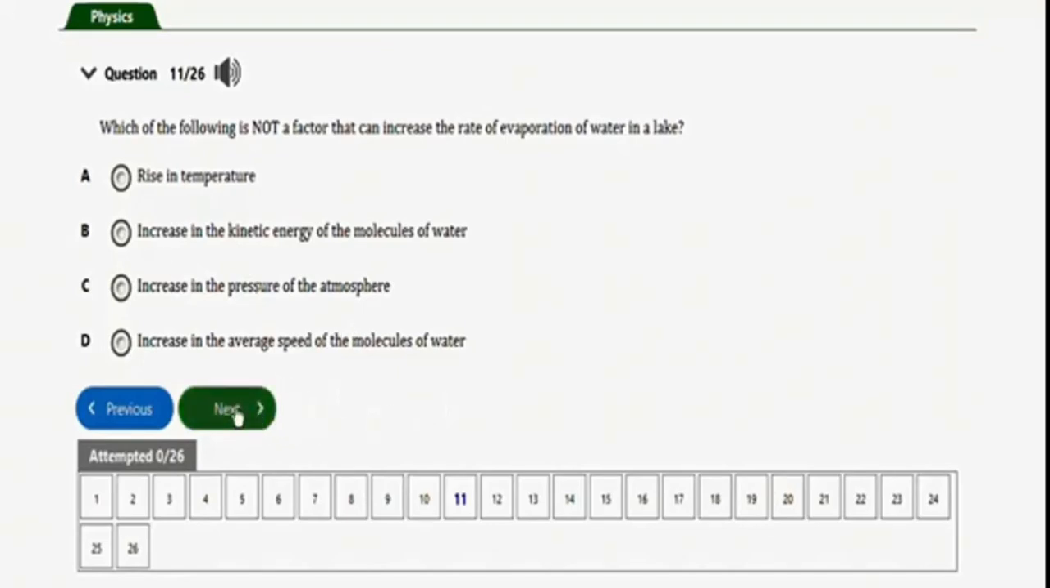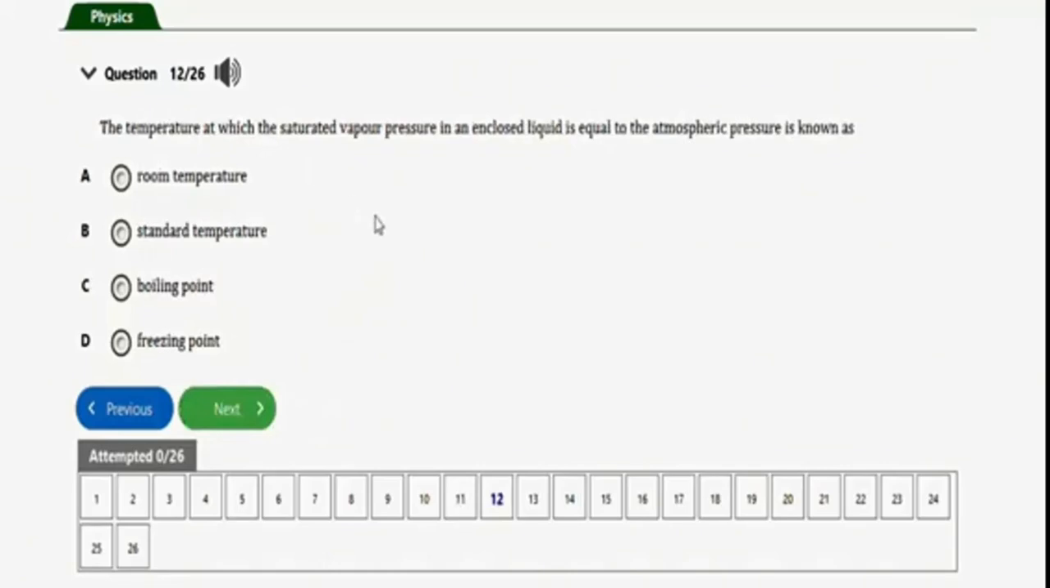The next repeated question will be this one. It says the temperature at which the saturated vapor pressure in an enclosed liquid is equal to the atmospheric pressure is known as what? So this is obvious. Correct option will be boiling point, which is option C, boiling point.